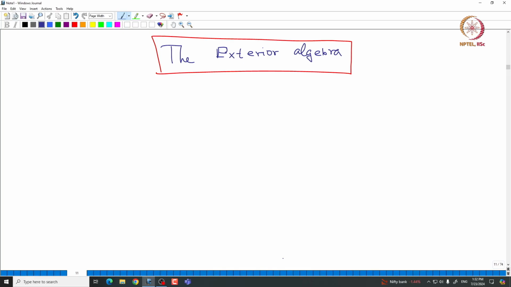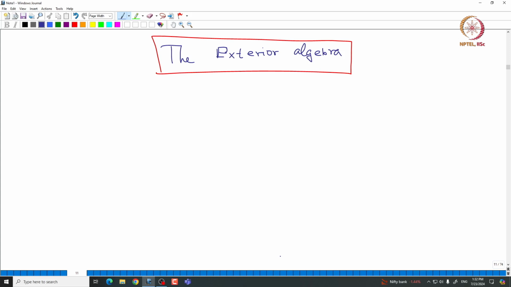Welcome back everyone. In this lecture we will continue with the universal constructions. Now we will see the construction of the exterior algebra, which is very much related to the alternating tensors or the exterior products. Again we can define it using the tensor algebra modulo some two-sided ideal generated by some relations.